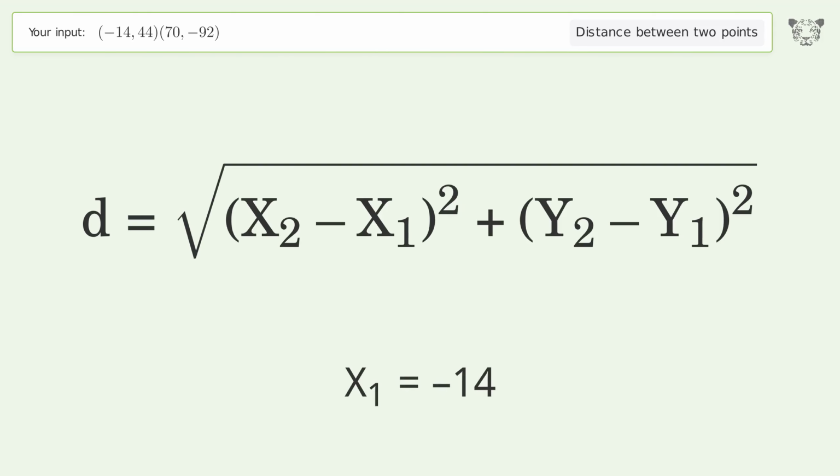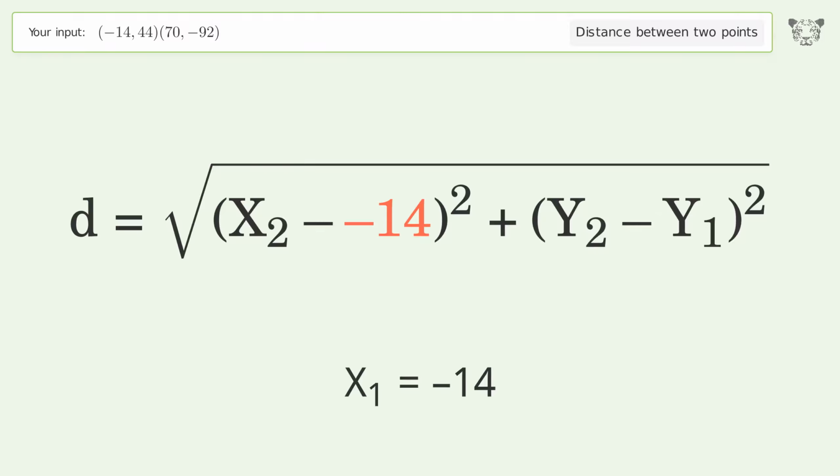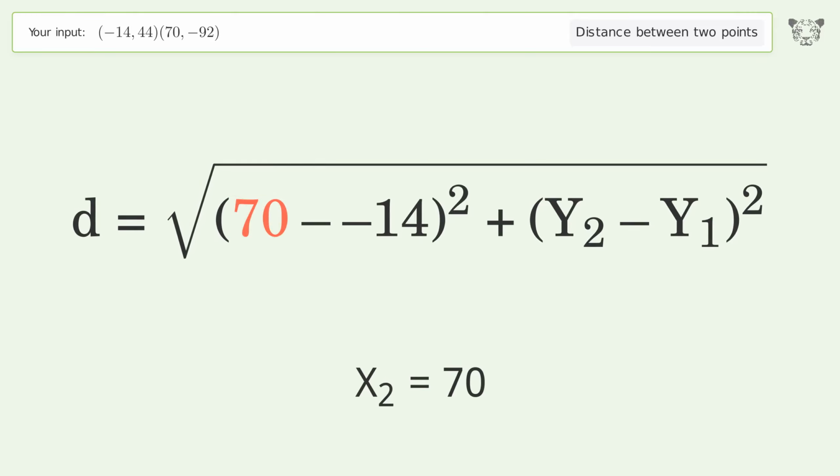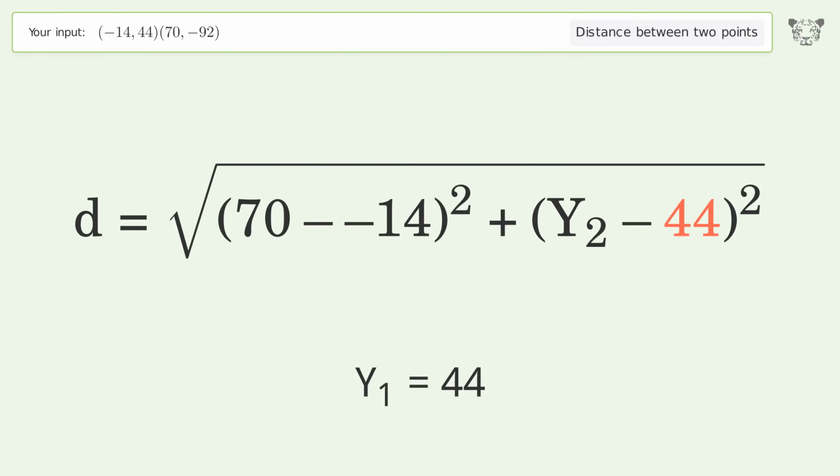x1 equals -14. x2 equals 70. y1 equals 44. y2 equals -92.